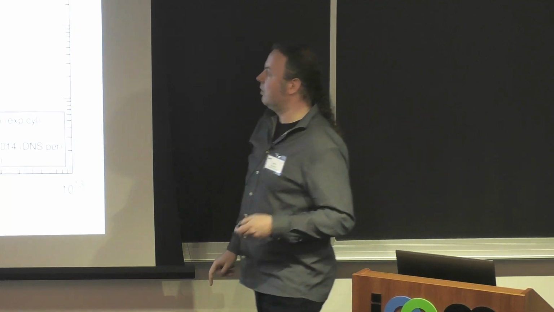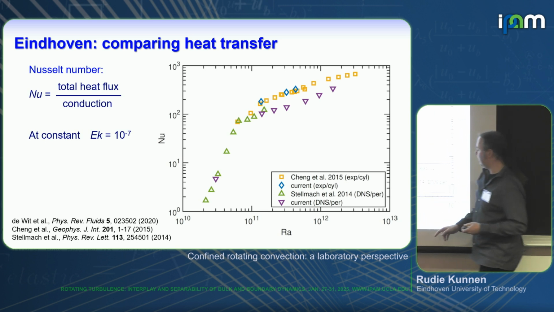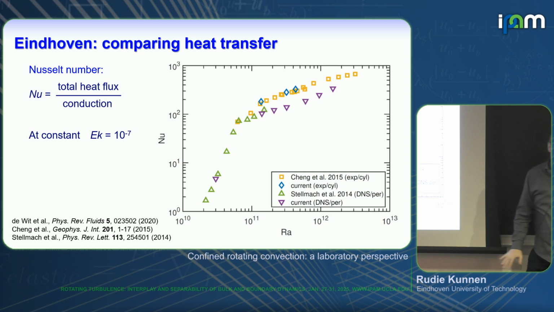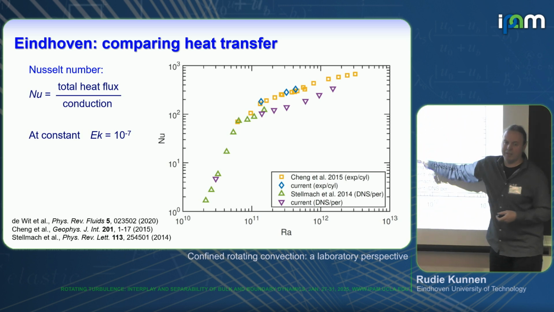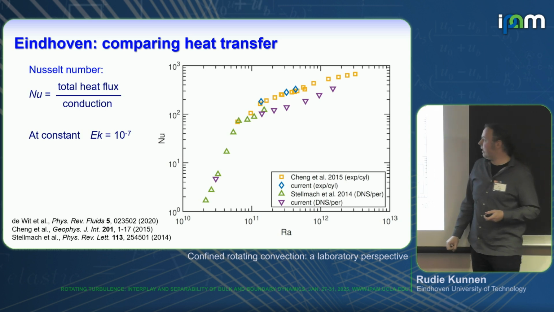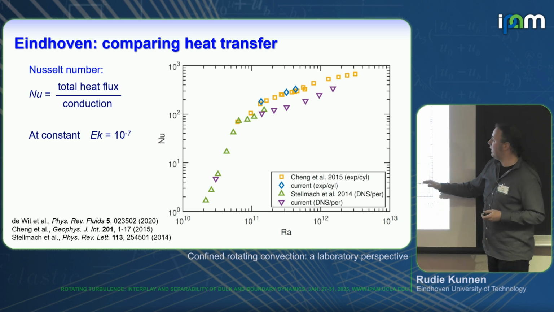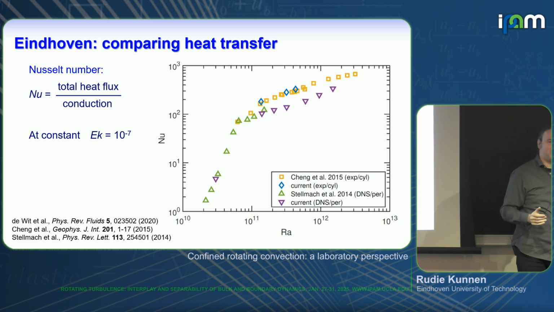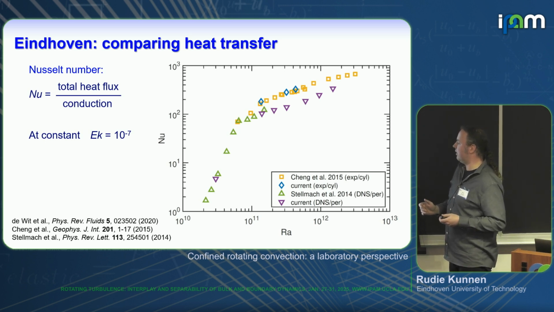Now, the first results came in for the Nusselt number. This is at a constant Ekman number 10 to the minus 7, Nusselt as a function of Rayleigh, and I've included a few studies here. So these were the data from Jonathan Cheng in John Aurnou's lab for the water setup that was here at UCLA. The measurements in Eindhoven nicely agreed with that, so that's good. At least the experiments in the cylinders were agreeing.